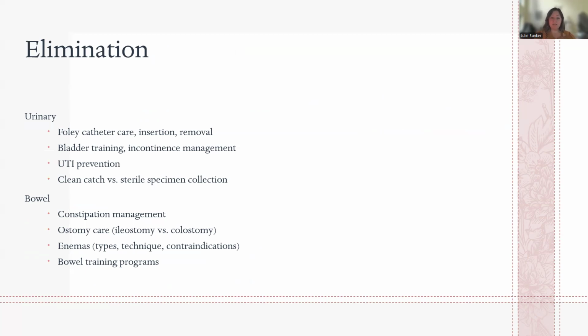Enemas would be the next step up, actually. It's not taking a systemic medication like a stool softener or laxative. An enema can just help trigger that bowel movement, hopefully. There are a lot of different types and techniques to administer. Thinking position-wise, they've got to be left lateral recumbent. Typically, we want left lateral.